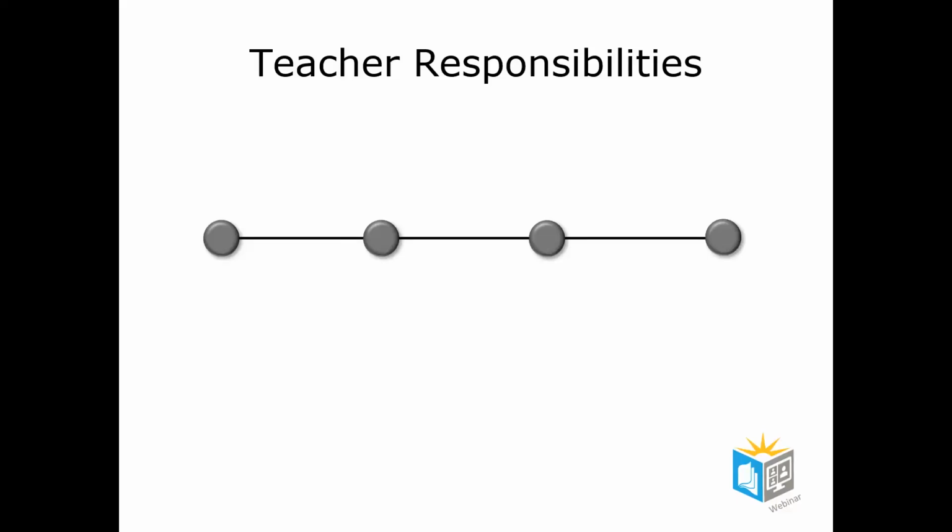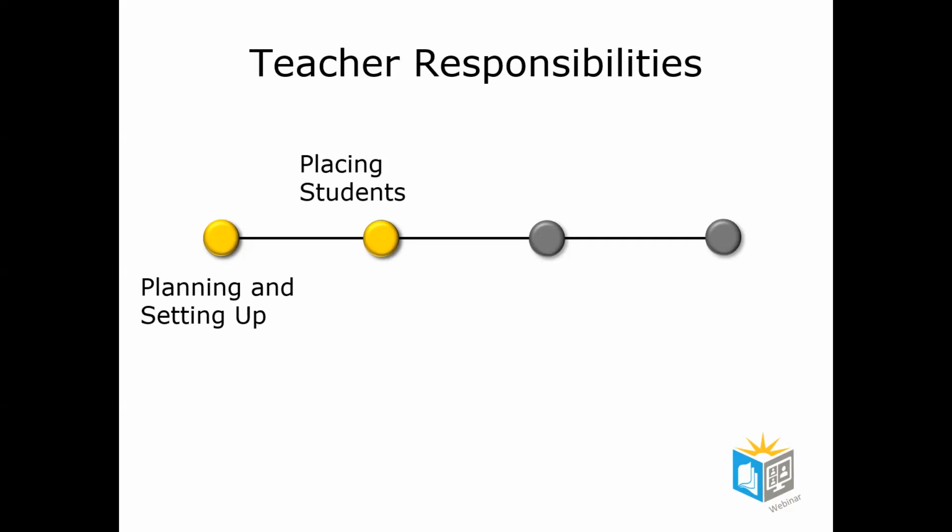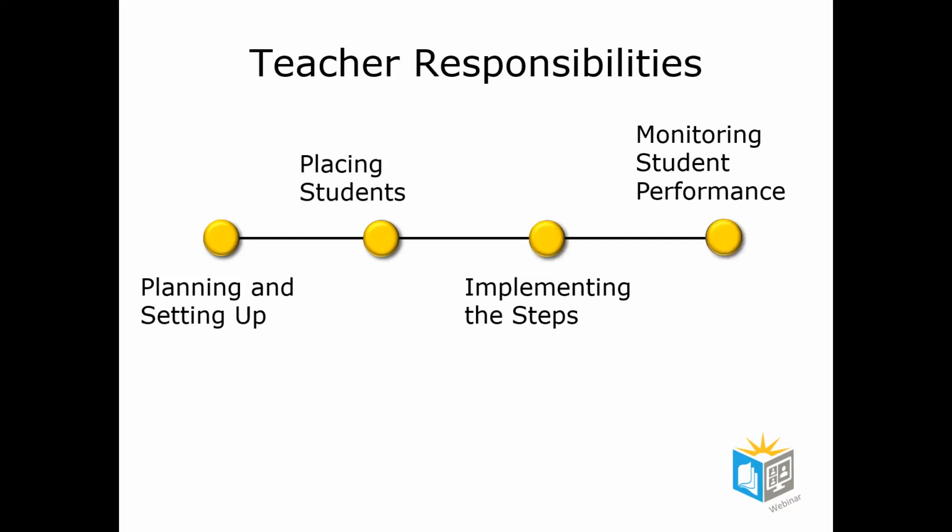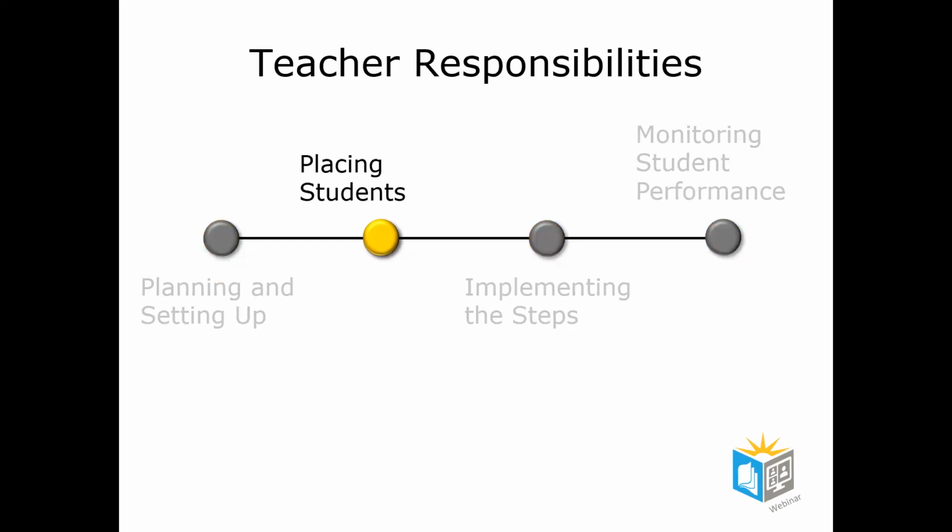We're going to be talking today about placement within Read Naturally Live. Of the teacher responsibilities, placing students is the second responsibility, right? First, you have to get your classroom set up, add your students, decide who's going to be in there. And then once you've determined which students will use Read Naturally Live, you need to place them into the appropriate program. Then, of course, there's implementing steps and monitoring student performance. We will have sessions on these topics a little bit further down the road on the calendar. But today we're just going to be focusing on placing students within Read Naturally Live.